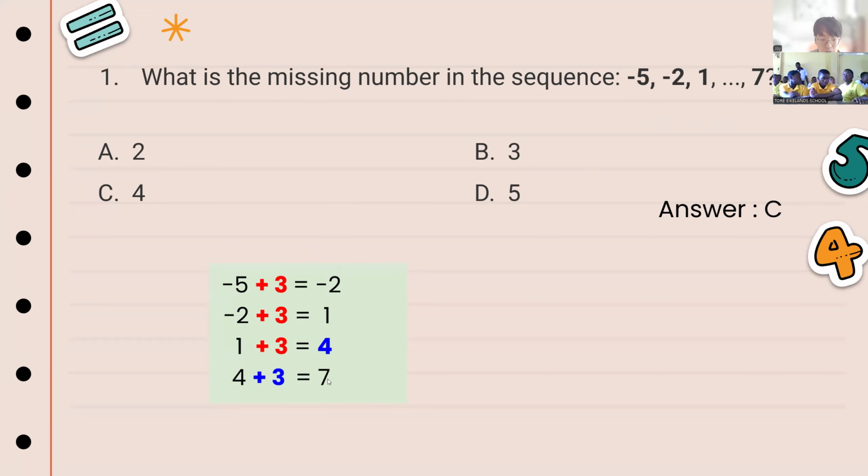I've shown the steps here. -5 plus 3 equals -2. -2 plus 3 equals 1. And then the next step, 1 plus 3 equals 4.